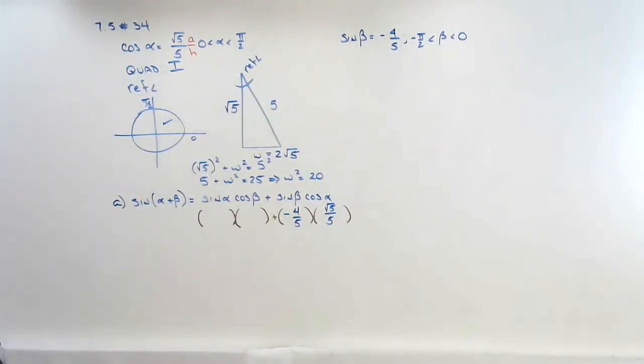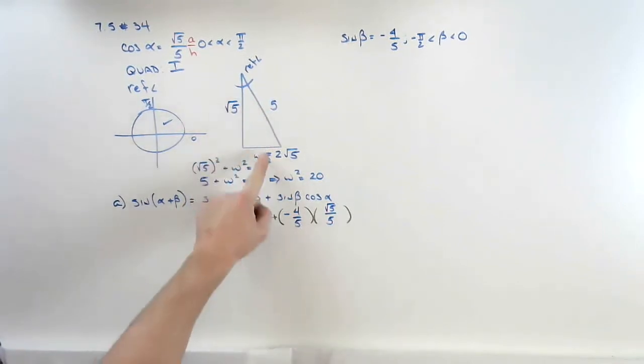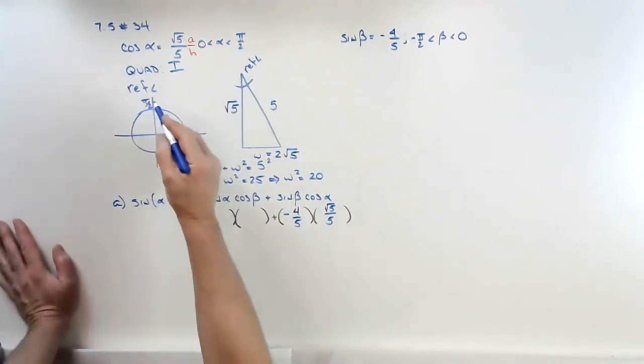Now, we can fill in the sine of alpha. We have our triangle right there. The sine of this angle is 2 root 5 divided by 5. Positive because we're in quadrant 1.